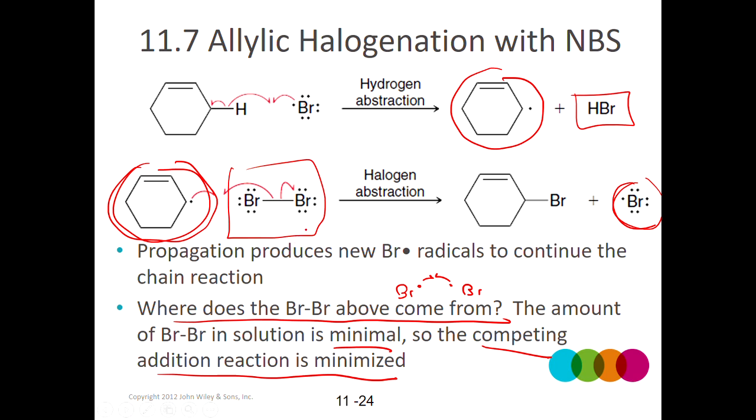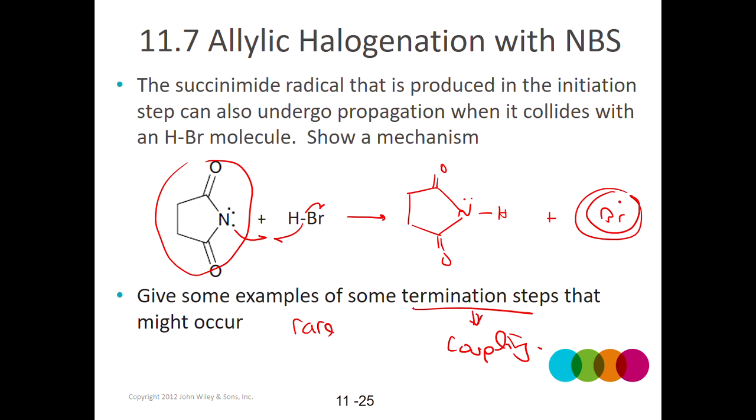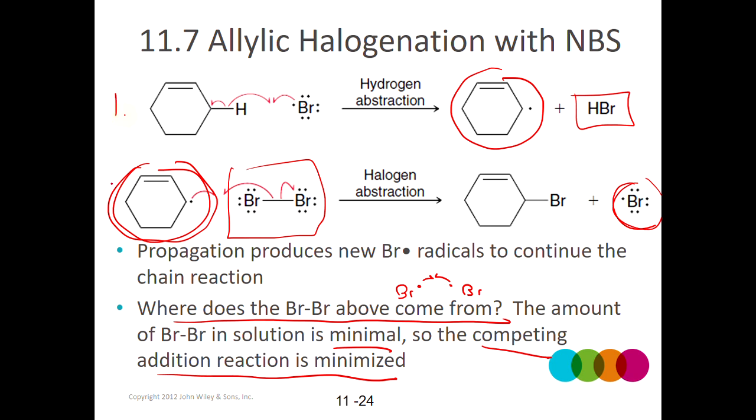So any of those radicals could couple together, and that would be a termination step. But as we said, the radicals are low in concentration, so they don't couple very often. Those steps are rare compared to how often the two propagation steps occur in the mechanism. So the vast majority of the product is produced through propagation. That's a mistake that I see students making a lot on the exam. So take note of that now if you can.